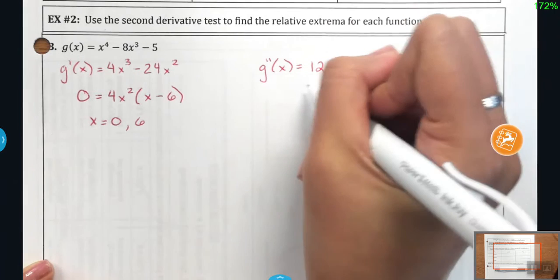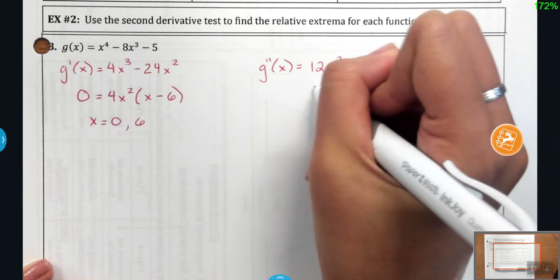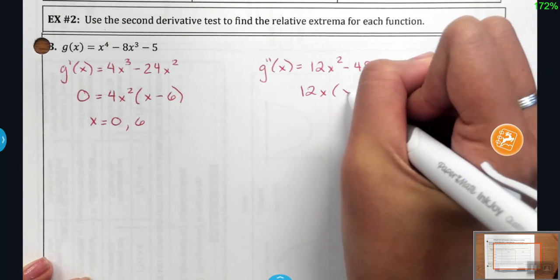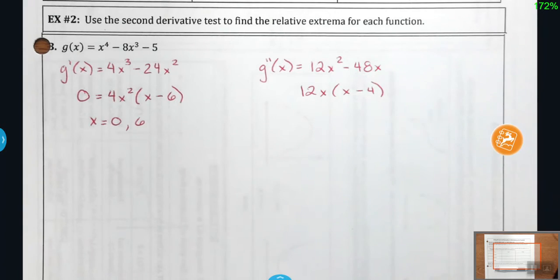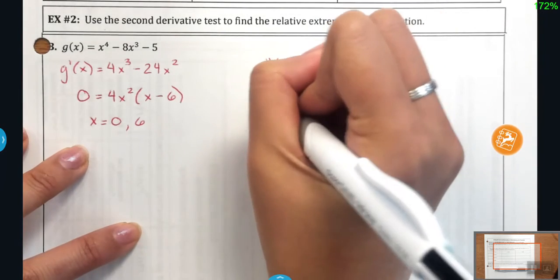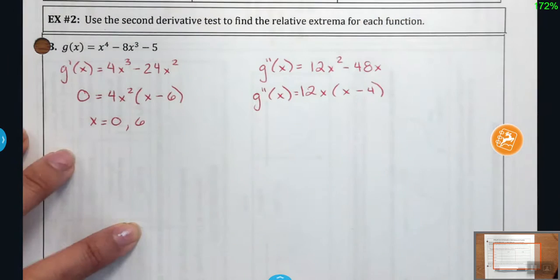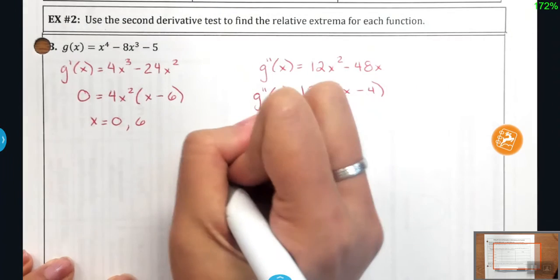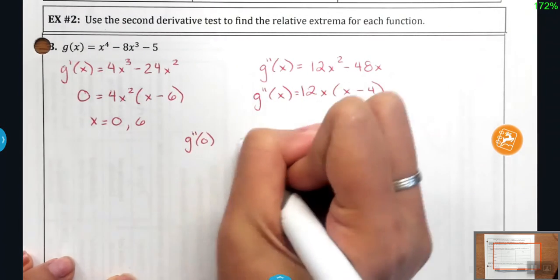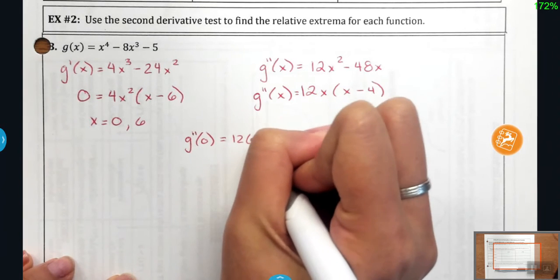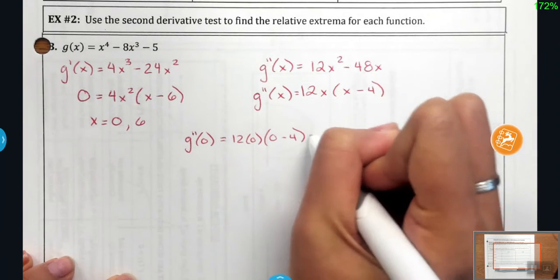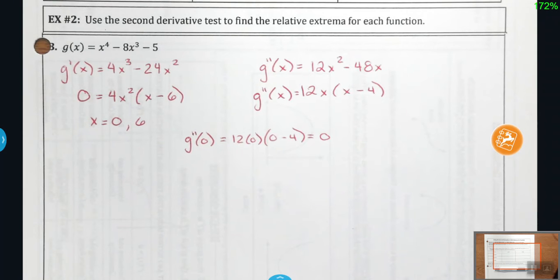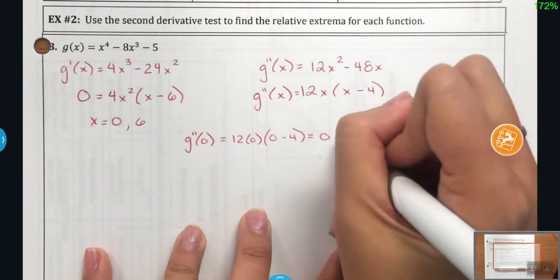Right? And then if you want to, you can simplify, but we're not going to set it equal to 0. So 12x, x minus 4. That's what g double prime equals. Okay. Now, if I plug in 0, then I get 0. So does that tell me at 0 I have a max or a min or anything? No, this tells me nothing.